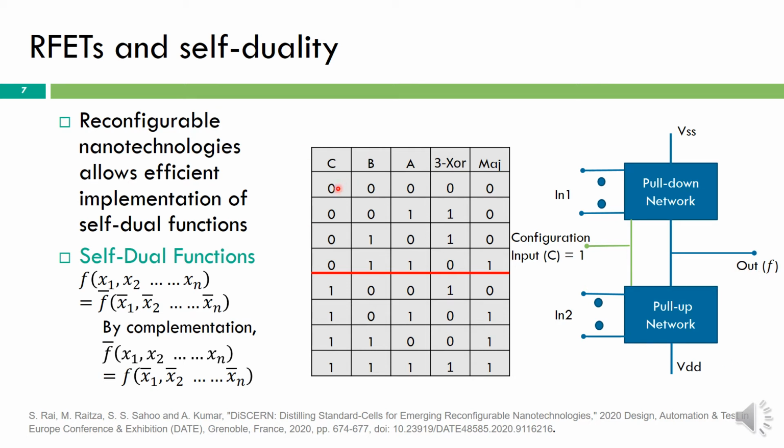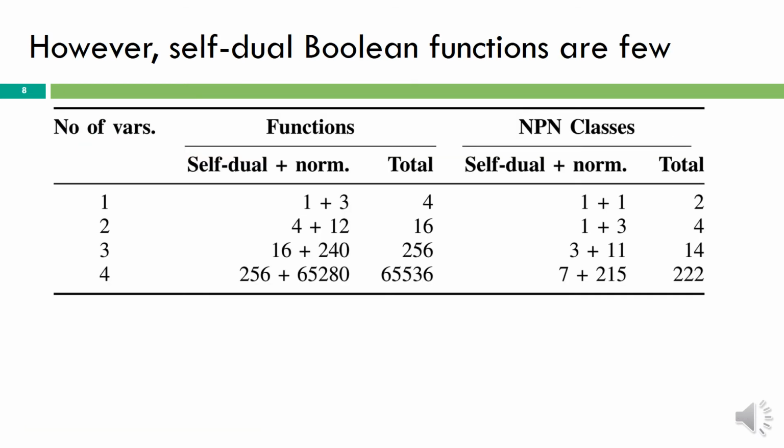Now let's try to switch the value of C from 0 to 1, and when we switch it, A and B are also 0, but here the output is 1. This is only possible if A and B are 0 and are connected to a PMOS, so that the pull-up network is on and we can charge the output capacitance. And we can see that for self-dual functionality, RFETs actually help, and the reconfigurability helps in the implementation of self-dual functionality.